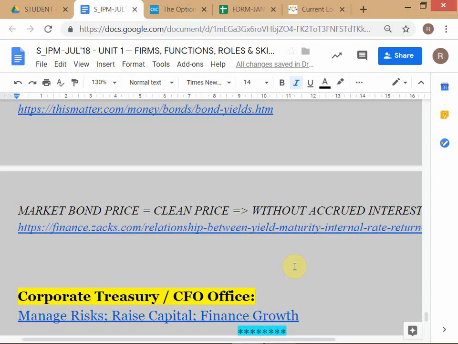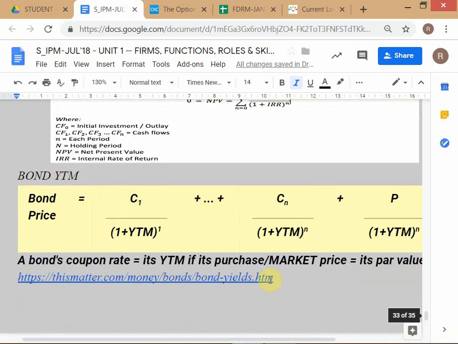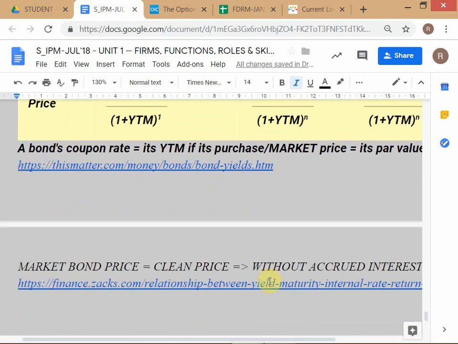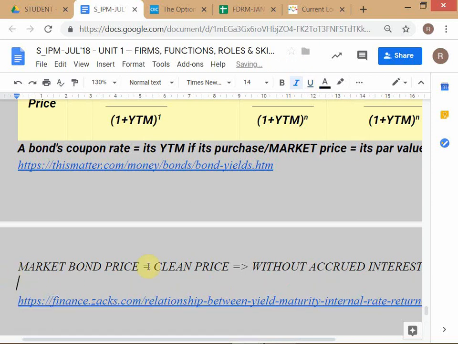So when prices are quoted in bond markets, like you see this bond price over here, there is this concept of clean price and dirty price. The clean price is the price without accrued interest, and dirty price is the price with accrued interest.